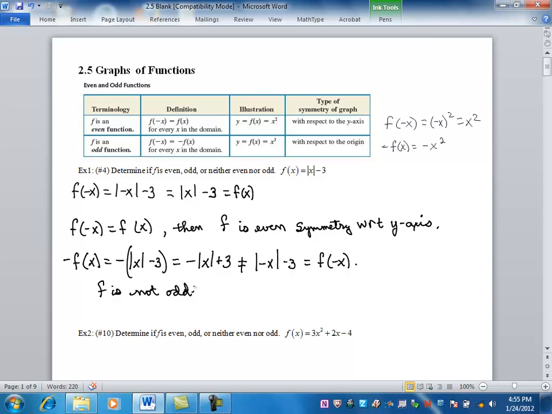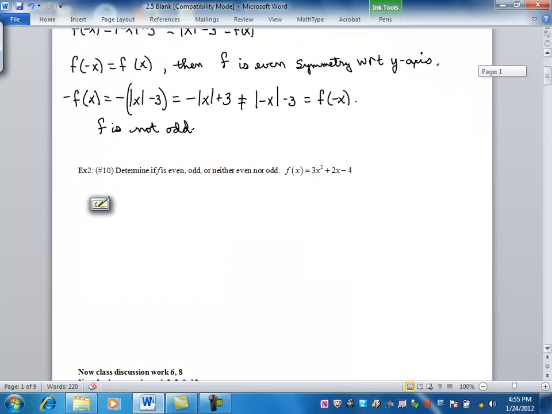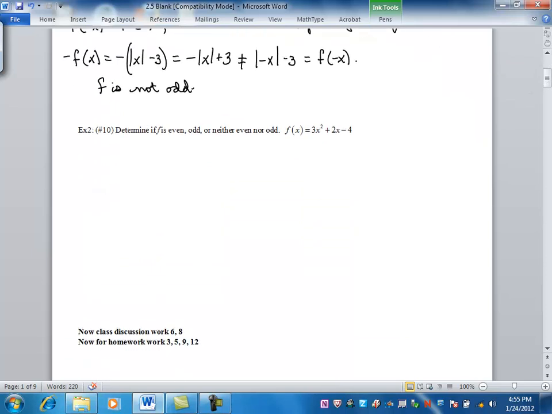So functions that are even or odd, knowing that helps us know something about their graphs. Vice versa, if we know that a graph of a function is symmetric with respect to the y-axis, then we know that it is going to be even. Let's check out example 2 here.